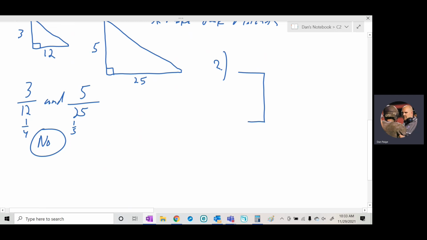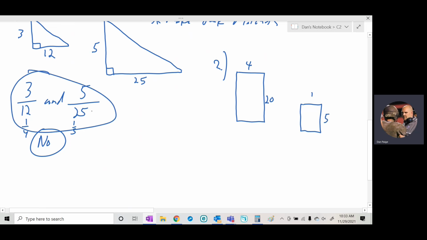And now I'm going to do rectangles. And then a smaller rectangle. And this side is going to be 4. And this side's going to be 20. And this one's going to be 1. And that one's going to be 5. I want you to set this up and then answer the question with either yes or no. And then you're going to show your work by one of the 3 ways: reducing it, cross products, or showing the relationship. Go for it. Try it out on your own.